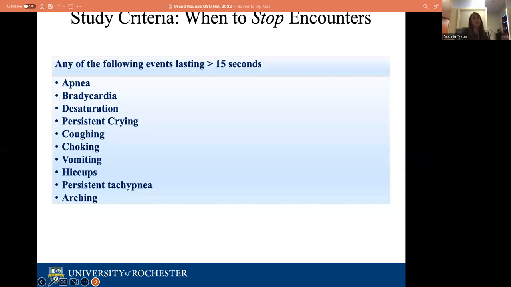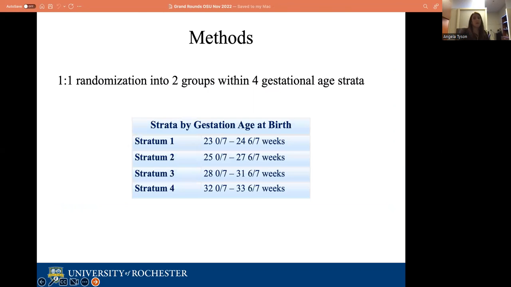And then when to stop an encounter. So anything that lasts for greater than 15 seconds is considered a pretty significant event and signs of stressors in populations. And these are also stop criteria in massage and therapy worlds, when to discontinue a massage or discontinue things. So that's where I pulled this from. And then you have to say how you're going to draw your population. So a statistician helps you with this too.